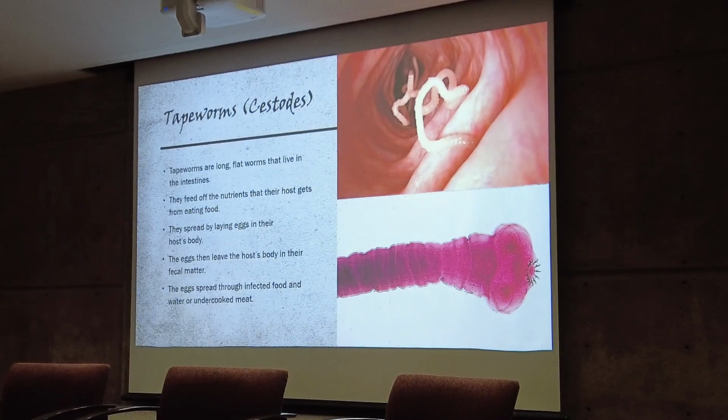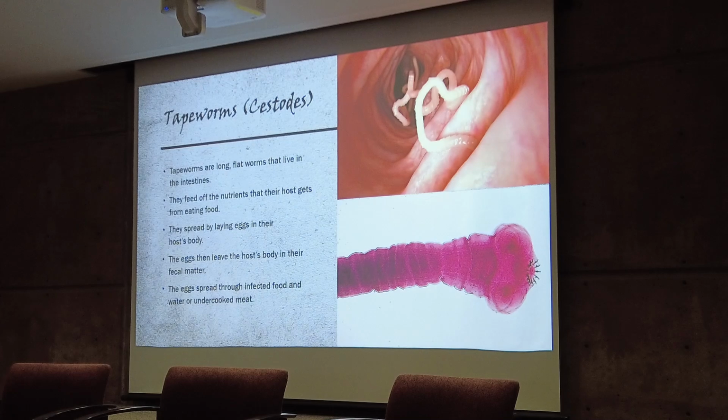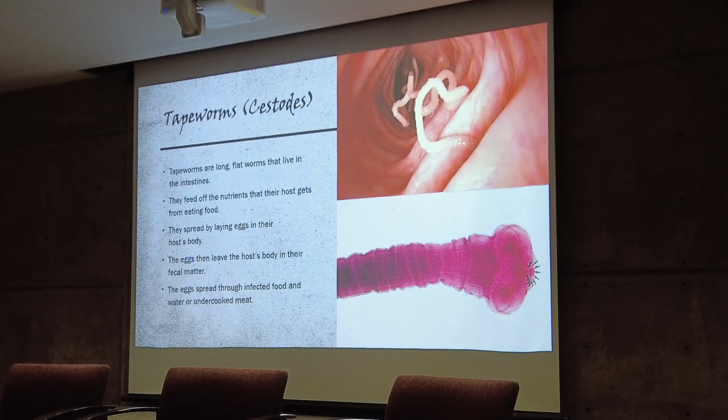Now, how about tapeworms? We discussed them a little earlier, but tapeworms are cestodes. Tapeworms are long, flat worms that live in the intestines, and they feed off of the nutrients that their host gets from eating food. Coffee doesn't taste as good during this for some reason. They spread by laying eggs in their host bodies. The eggs then leave the host body in their fecal matter, and then the eggs spread through the infected food and water or the undercooked meat.